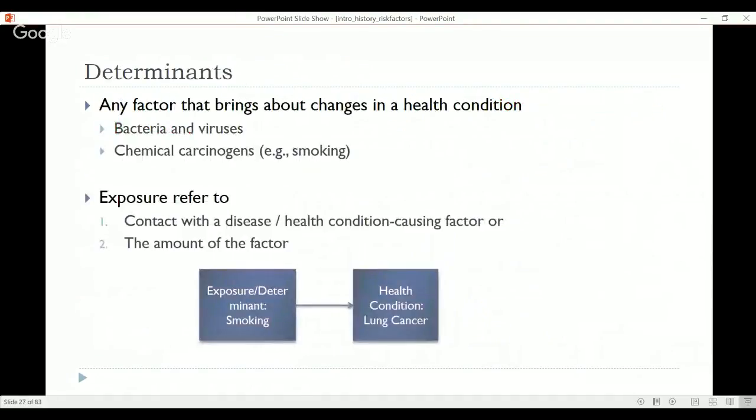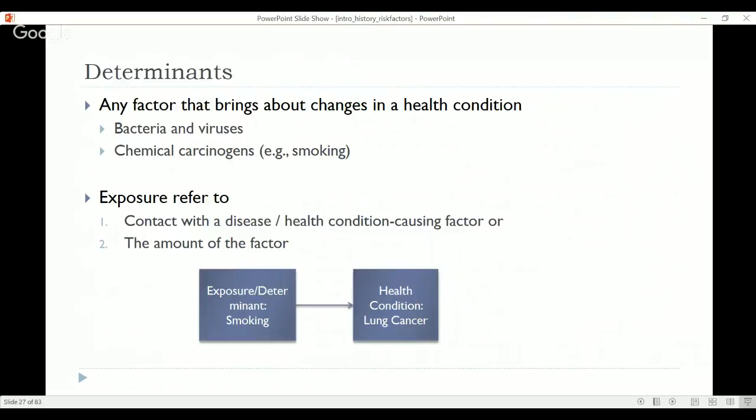All right, what do we mean when we say determinants? A determinant is just any sort of factor that brings about change in a health condition. So bacteria and viruses, carcinogens, and exposure. When we talk about exposure to some sort of disease-causing agent, that can refer to contact with the disease or health condition causing factor, or it can also refer to the amount of the factor. And these two words, exposures and determinants, are kind of used interchangeably.